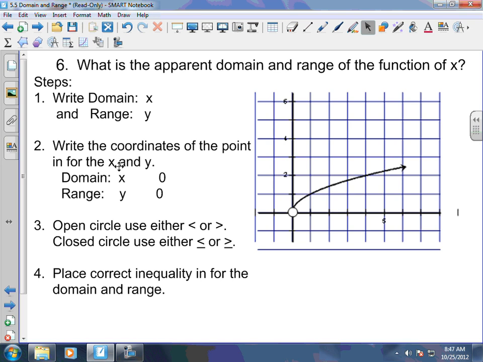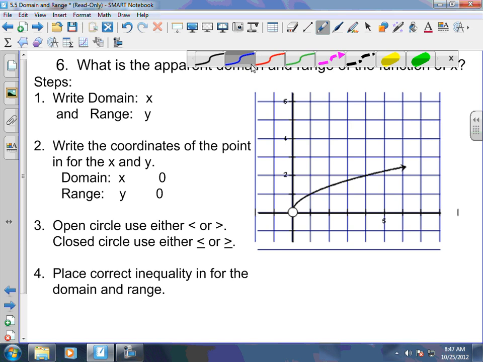These are the steps. Don't write them down yet. If you're watching on the internet, go ahead and write them down. You can pause the video and write them down. In my class, do not write them down yet. Let's go over together what they say to do.